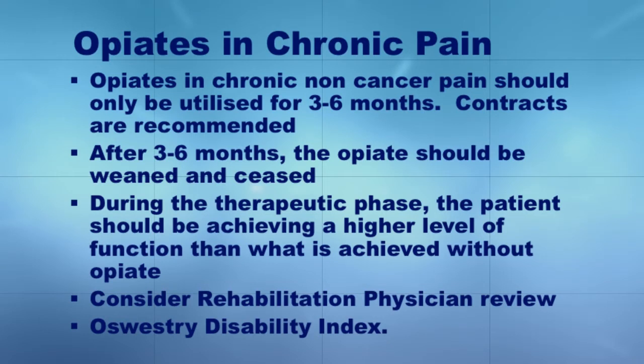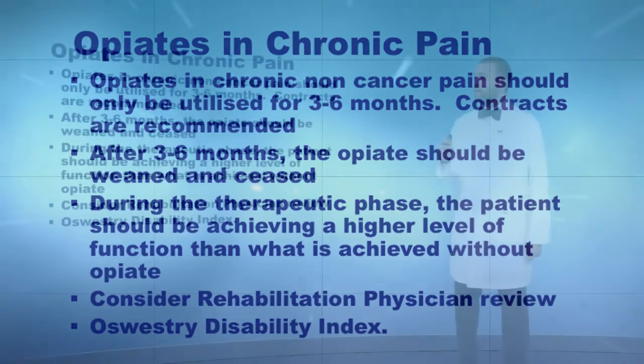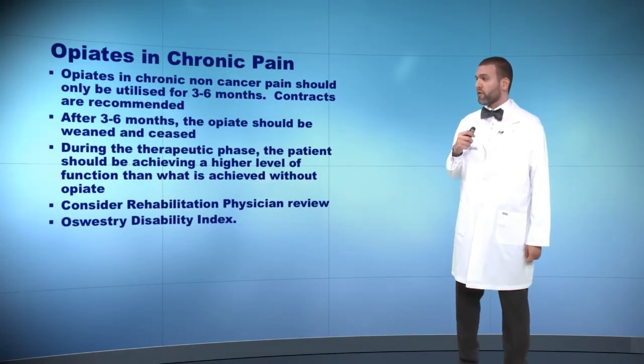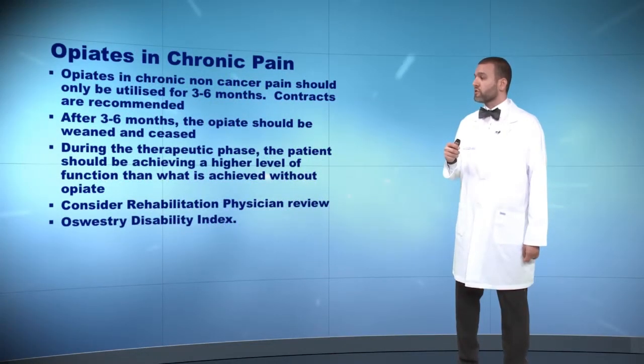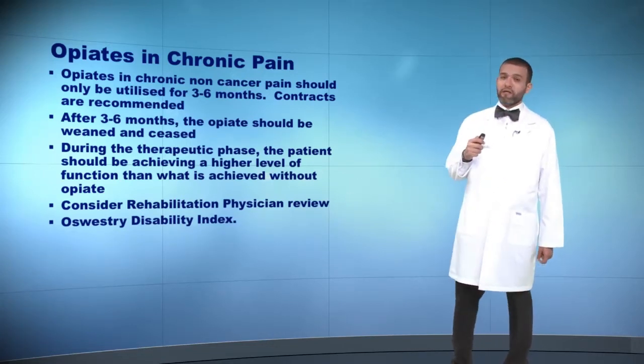Opioids in chronic non-cancer pain should only be utilized for 3 to 6 months. Contracts are usually recommended, in which you bind yourself with the patient to follow certain instructions. And then after the first 3 months, you have to try to wean and cease the use of opioid. During the therapeutic phase, patients should be achieving a higher level of function, which is usually achieved without opioid if we can, and consider rehab, physician review, as well as the Oswestry Disability Index.